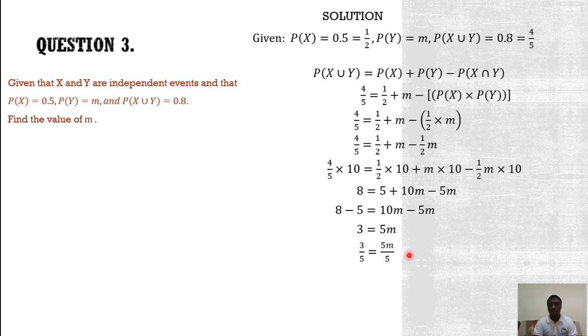So when you do so, you will get M equal to 3/5. And I hope this explanation is also clear.